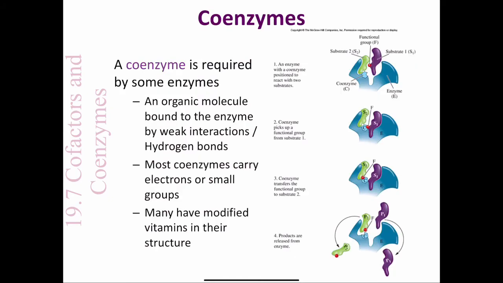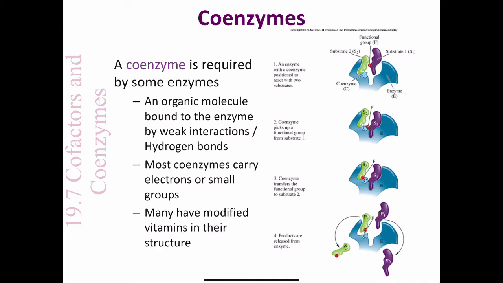Other enzymes require the temporary binding of what's called a coenzyme. Such binding is generally mediated by weak interactions like hydrogen bonds or hydrophobic interactions. Coenzymes are organic molecules that serve as carriers of electrons or chemical groups. In chemical reactions, they can either donate groups to the substrate or accept groups that are being removed from the substrate.